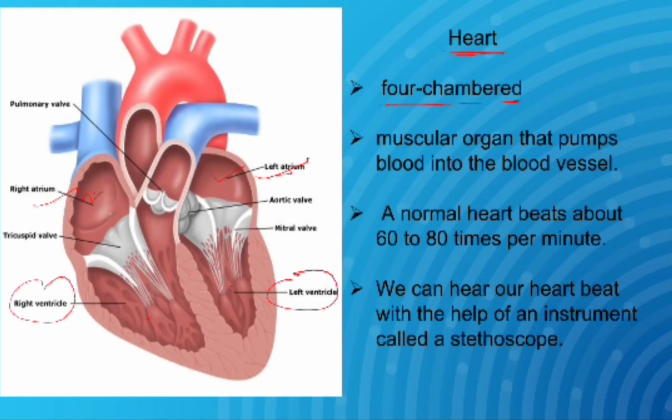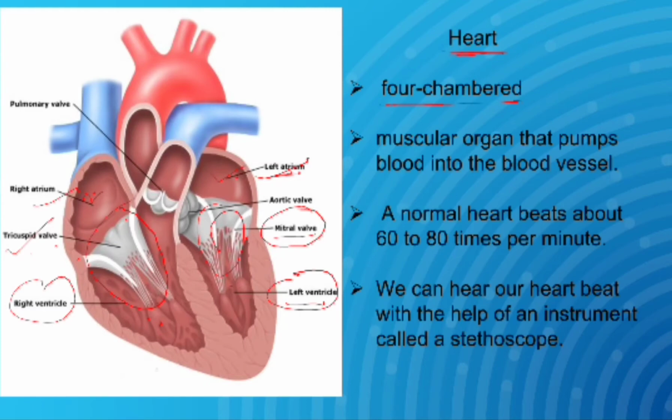The upper chamber is separated from the lower chamber through a valve which allows only one-way entry of the blood, and this valve is known as the tricuspid valve. The right side of the heart is separated by the tricuspid valve. The left atrium is separated from the left ventricle through a valve known as the mitral valve. So this is the mitral valve.